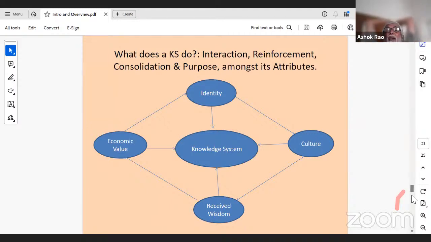So what does a knowledge system do? What the knowledge system does is the following. It provides for a lot of interaction. It provides for reinforcement. That is, you did something, you can get it reinforced and say it is right, or it can be improved, or it is wrong, it can be replaced. Consolidation. Whatever is right and beneficial gets consolidated. And there is a purpose among its attributes.